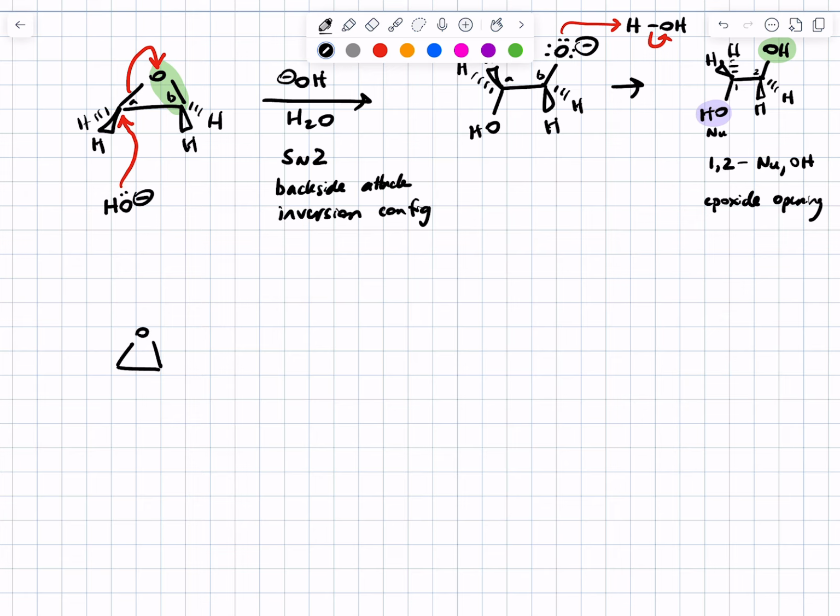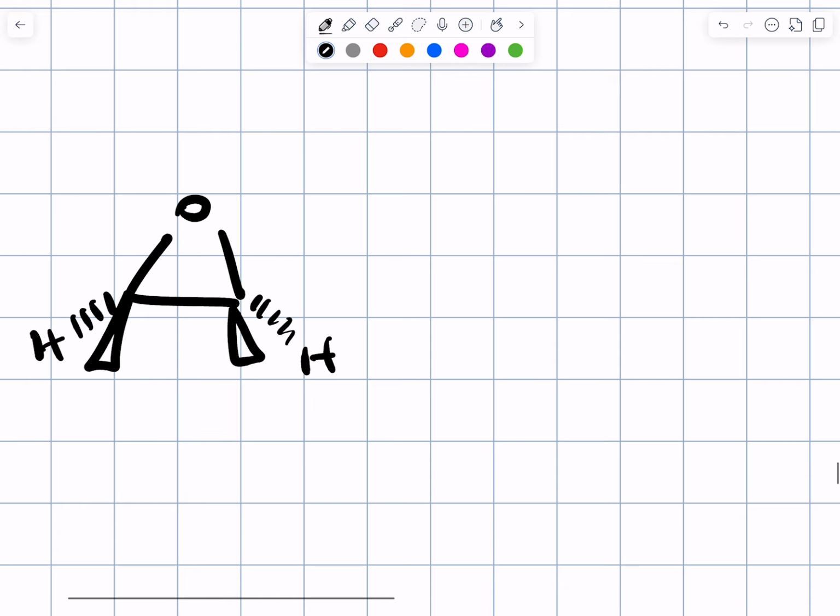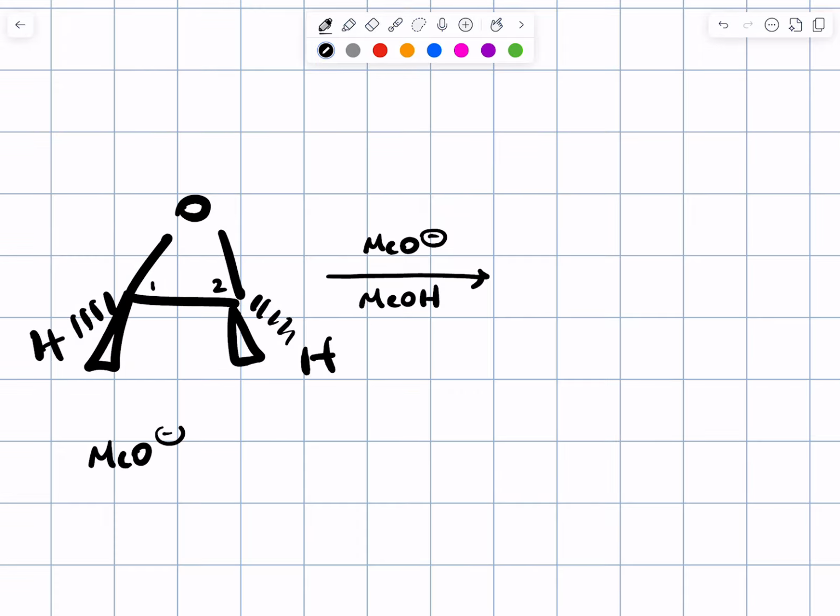All right, so suppose we have an epoxide that looks like this, where there are now methyl groups. I've deliberately chosen this example so that carbons 1 and 2 are identical. So it doesn't matter which of the two carbons gets attacked, okay? Let's use MeO minus as our nucleophile and MeOH as our solvent. MeO minus is a good nucleophile.